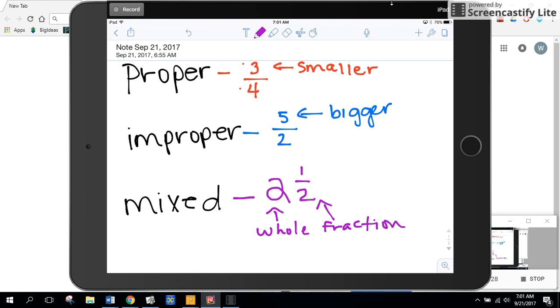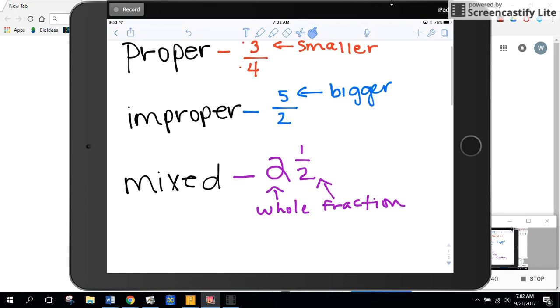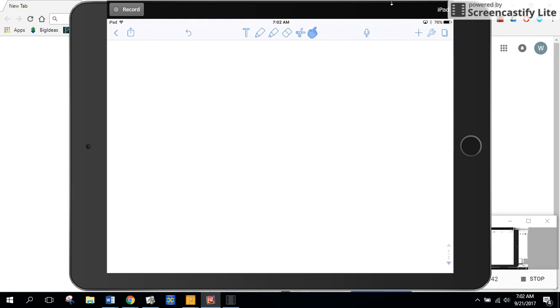Underneath that, you guys are going to have to explain how you knew which ones were proper, improper, and mixed. If you're unable to do that, then go back and rewatch this video where I explain it and use my help to explain. Okay, once you're done with that, find the next section of your worksheet where it says simplify each and show all work. So simplifying fractions is where we take a fraction that has multiple common factors.